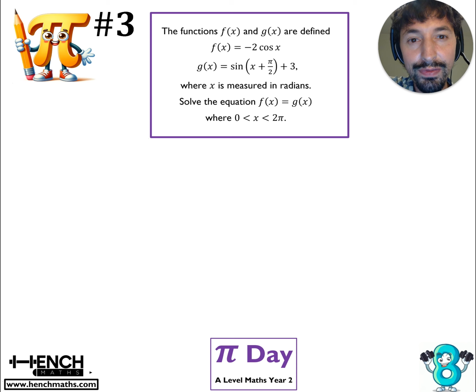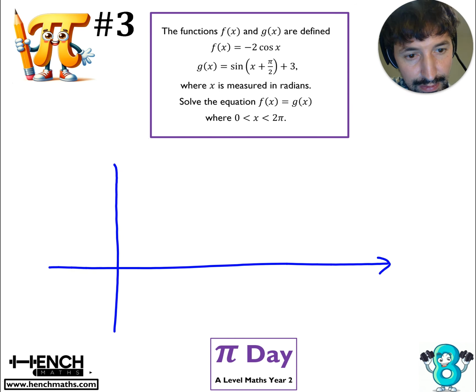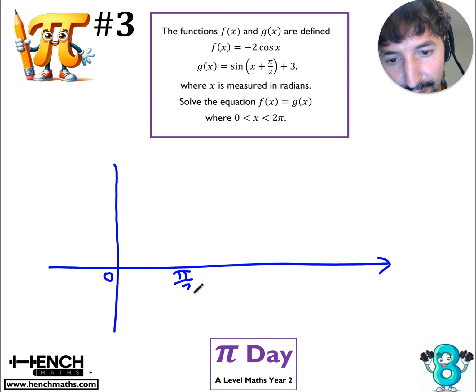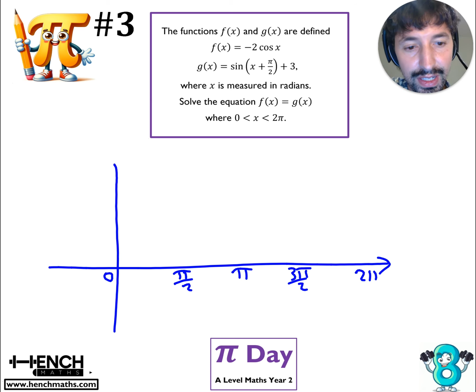So we have these functions f of x and g of x. Because we're solving f of x equal to g of x, the intersections of our graphs will show us the solutions. So I'm going to draw both of them on the same axes, and then we're going to use that. I'm going to draw a set of axes from 0 to 2 pi, and include some crucial values: 0, pi over 2, pi, 3 pi over 2, and 2 pi. So I'll do a rough sketch.